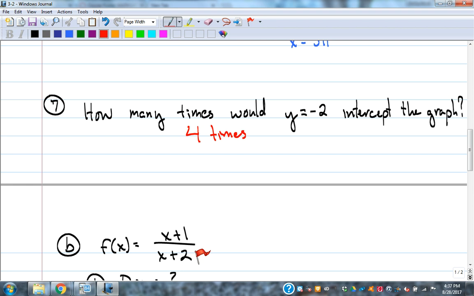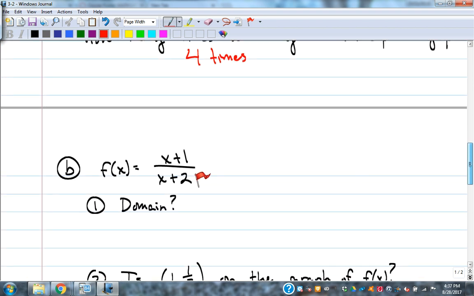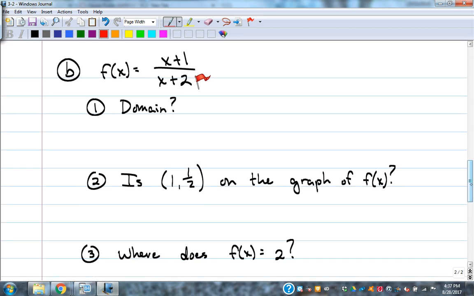I've already got a red flag thrown on there. Hopefully that's not a surprise. Because if we're looking for the domain of f of x being x plus 1 over x plus 2, the red flag is where? And why? Why the red flag? X in the denominator, right?